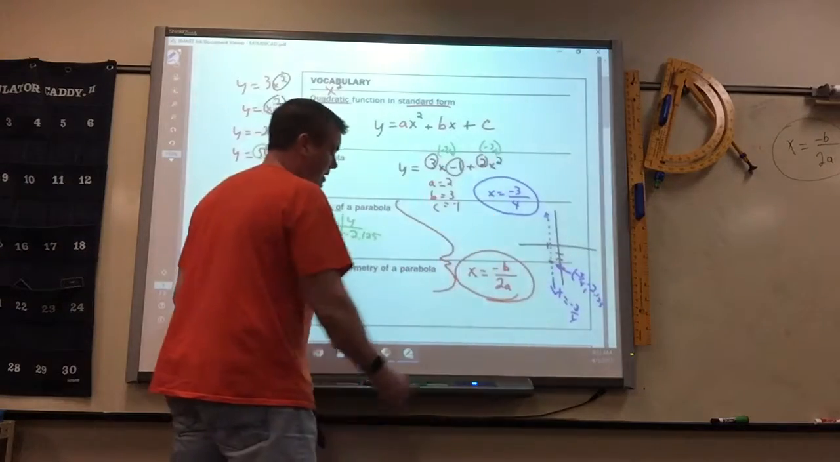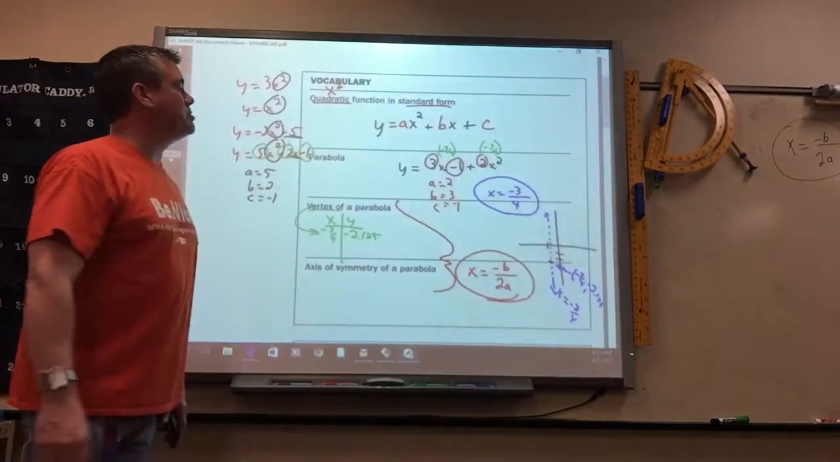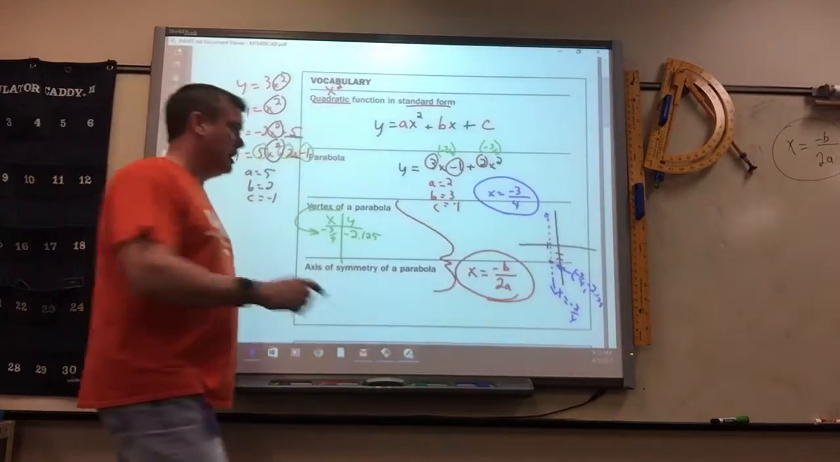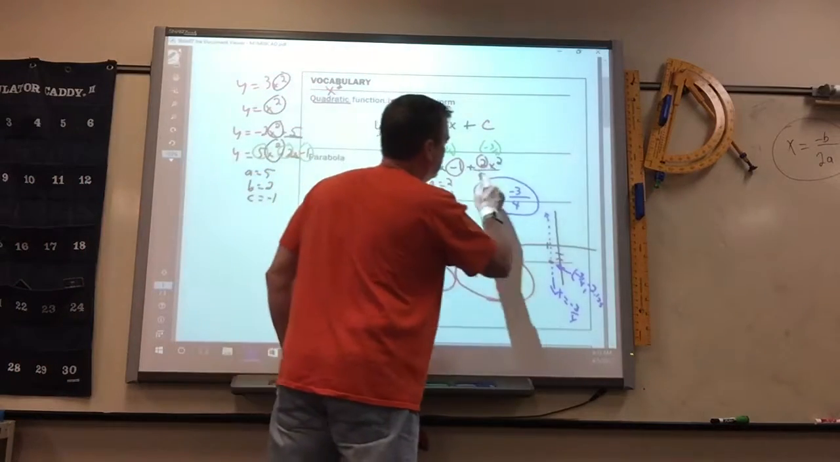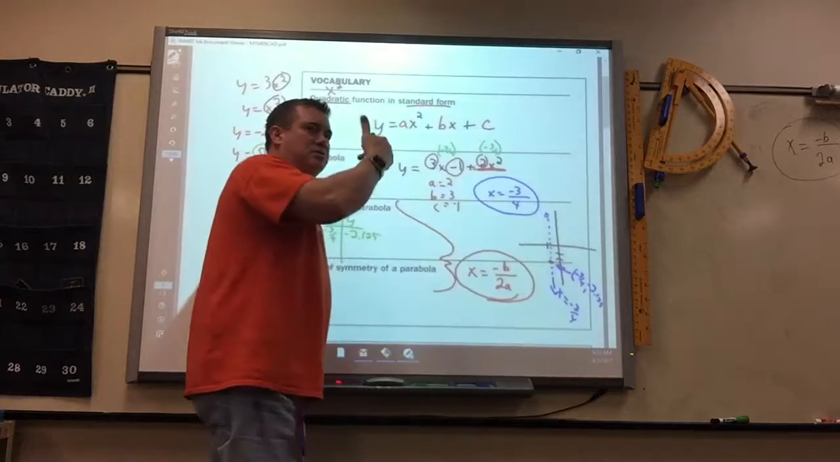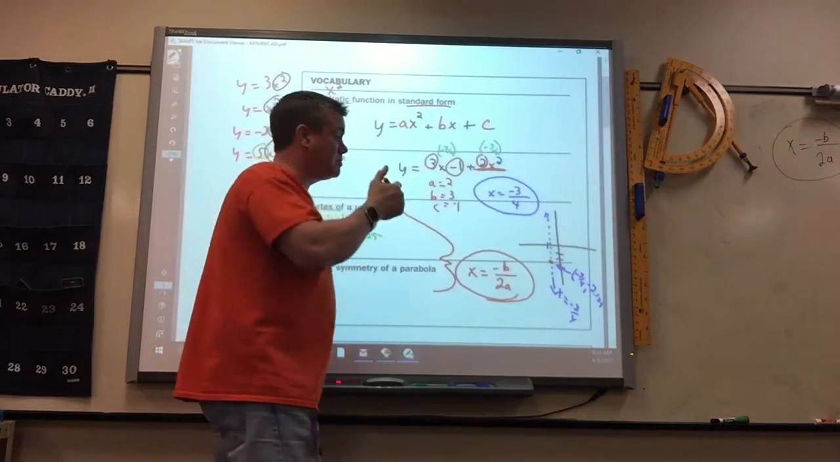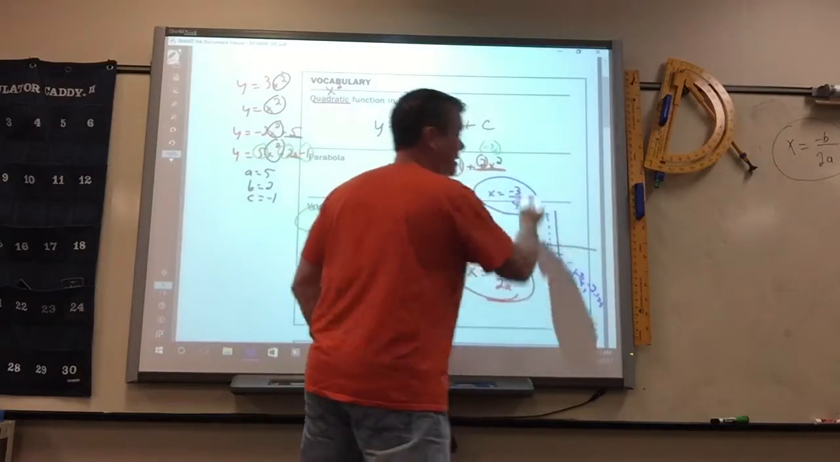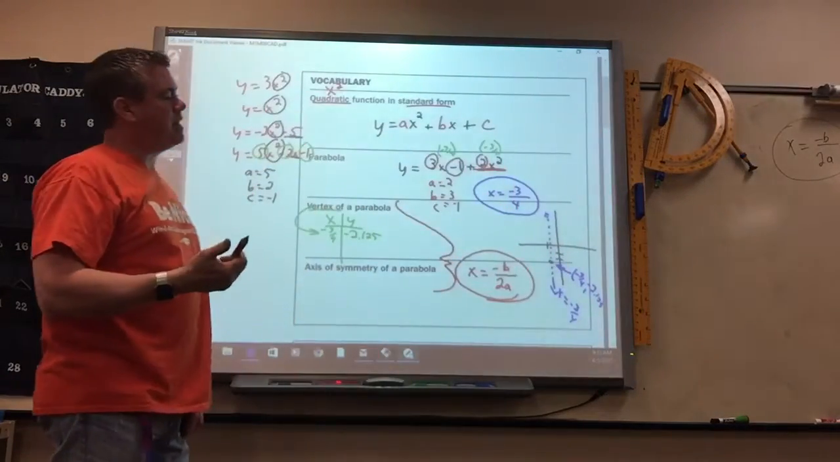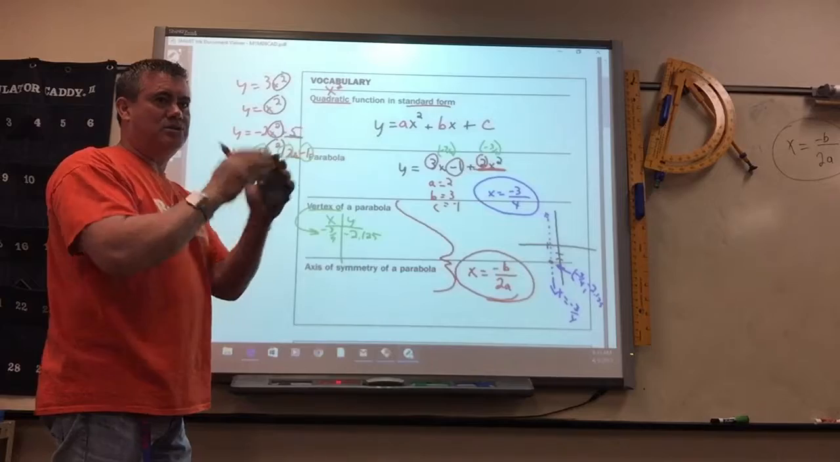Okay? Now, do you remember how to tell if it opens up or down? If the x squared is positive, it opens up. Negative, it opens down. Okay? So I know it's going to open up like this. All you got to do is find a couple points to see how narrow it is or how wide it is.